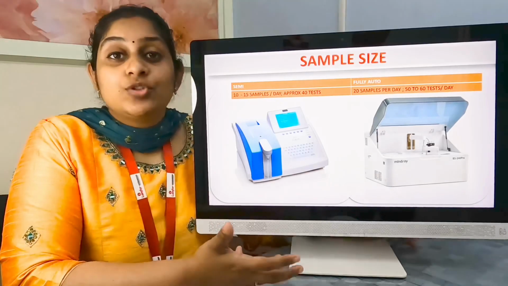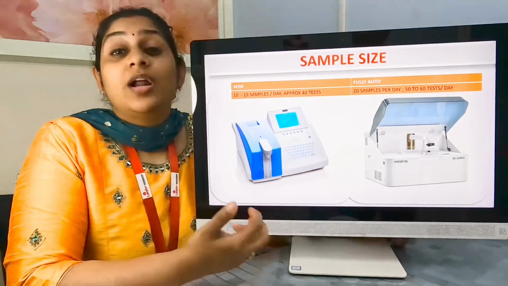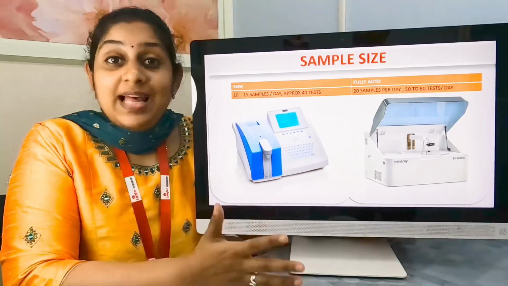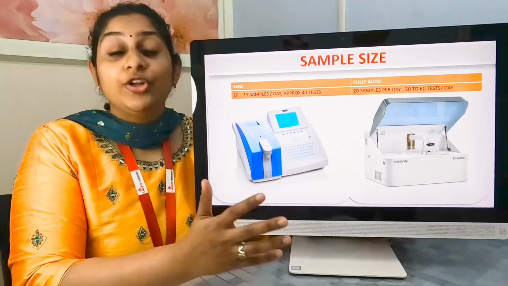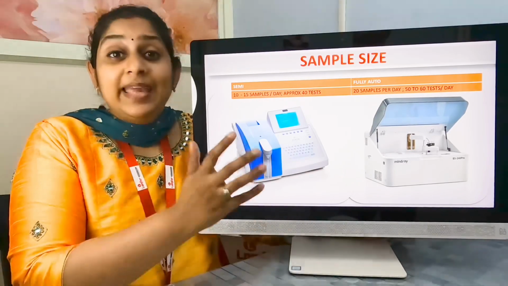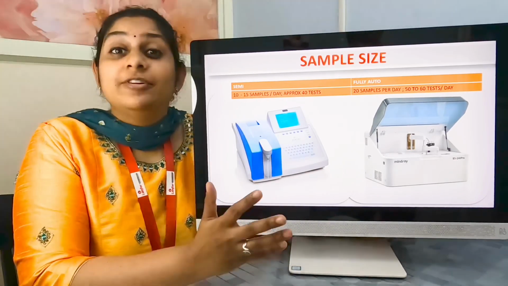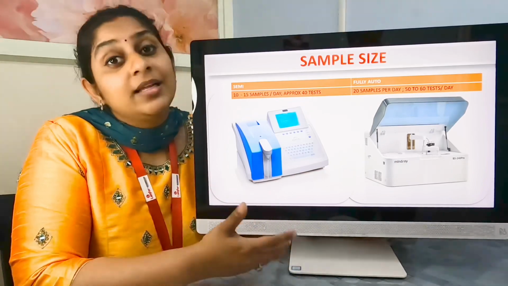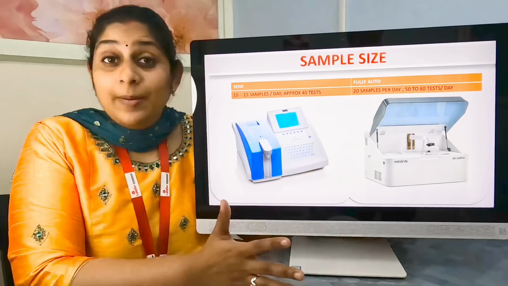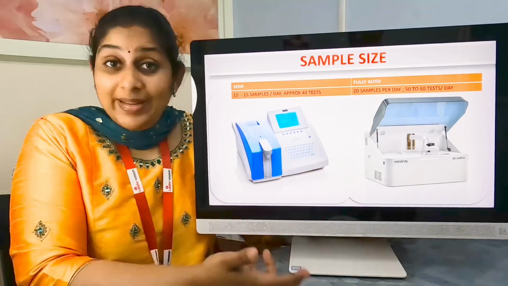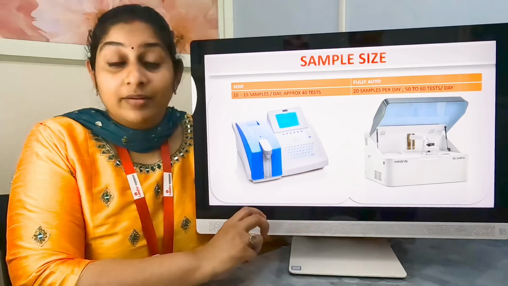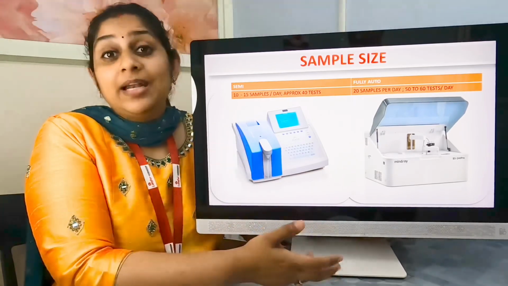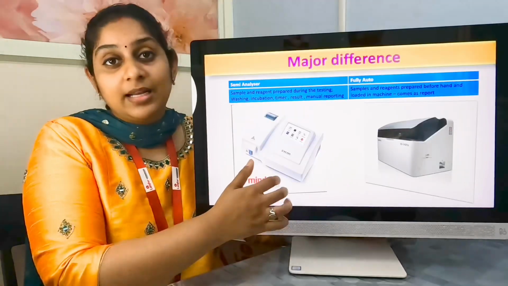When are we supposed to choose which analyzer is best for our diagnostic center? It basically depends upon the sample load you're going to get for your center. If you have a load of less than 15 samples per day, it is better you go for a semi-automated biochemistry analyzer. If your sample load is going to be more than 20 samples per day and you're going to run a series of around 50 tests on a daily basis, it is better you select an automated analyzer.